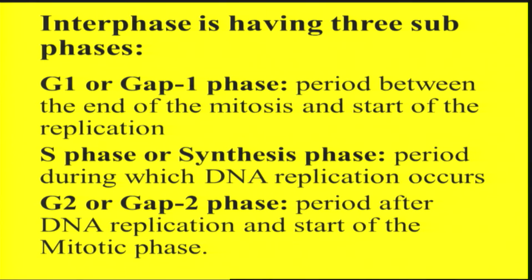It is known as S phase or synthesis phase because the replication of DNA takes place during this stage. And by the completion of this stage, the genetic material would get doubled. This particular fact is being asked so many times in so many forms. Then comes G2 or gap 2 phase.